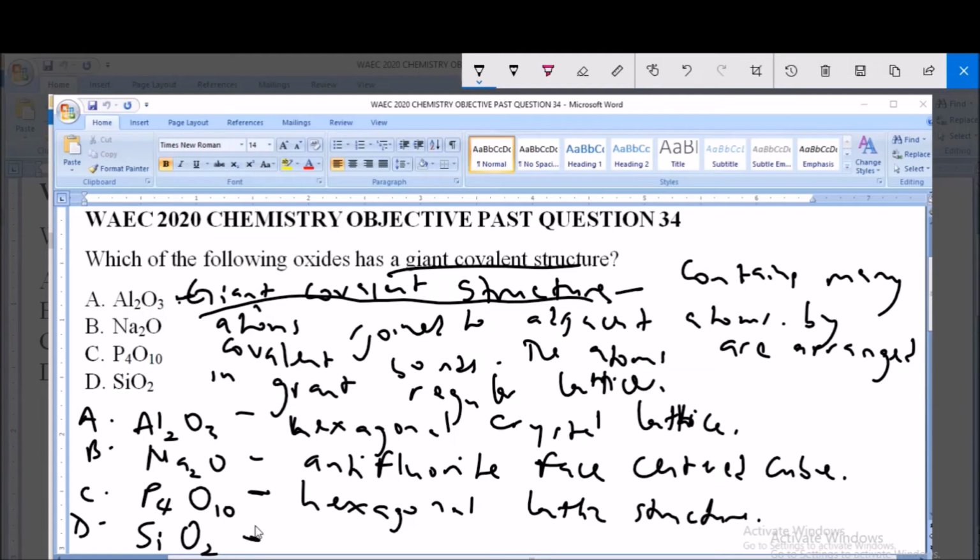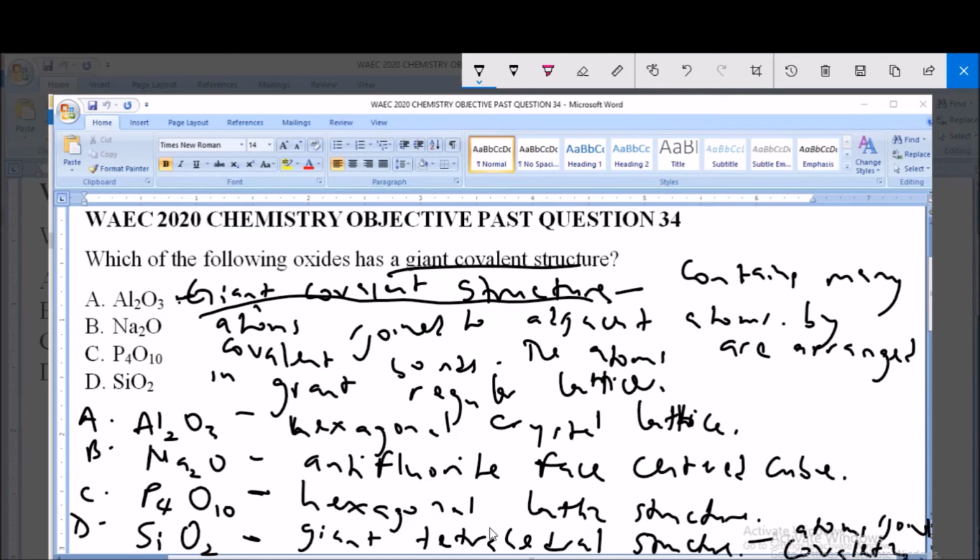And option D, silicon 4 oxide, has a giant tetrahedral structure. And in this tetrahedral structure, you have the atoms joined covalently. So as we have rightly expressed, option D is a giant tetrahedral structure with covalently bonded atoms. And as we defined for the giant covalent structure, we said it is made up of many atoms joined together by covalent bonds.